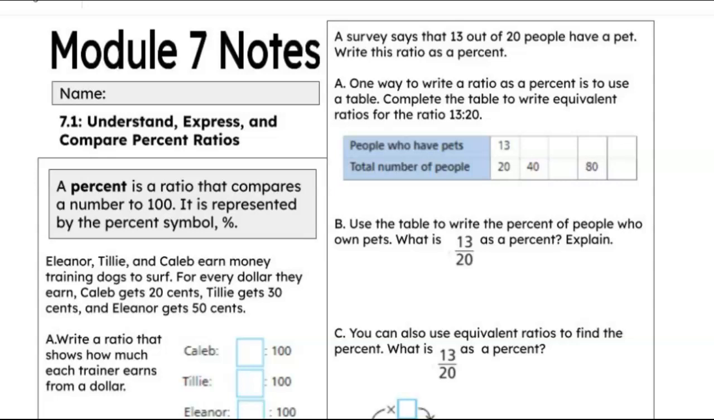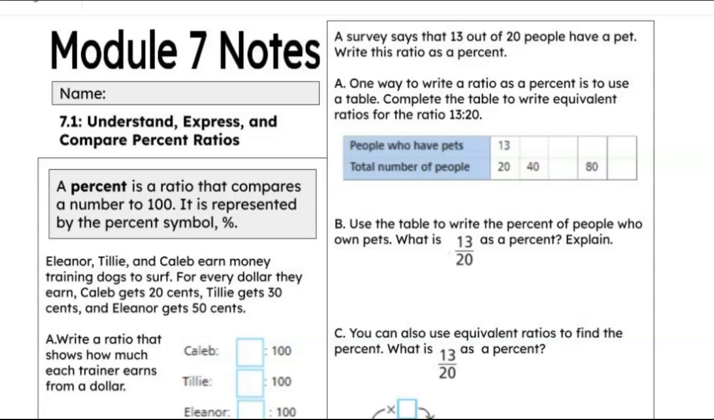Okay, we're starting Module 7, which is called Understand and Apply Percents. And Lesson 1 is Understand, Express, and Compare Percent Ratio. So that's what we're looking at today. And we're going to start with this first part on the left-hand side with Lesson 1. Now, if you wanted to find this in your book, you can find the same type of questions around page 206 is when we're starting here.